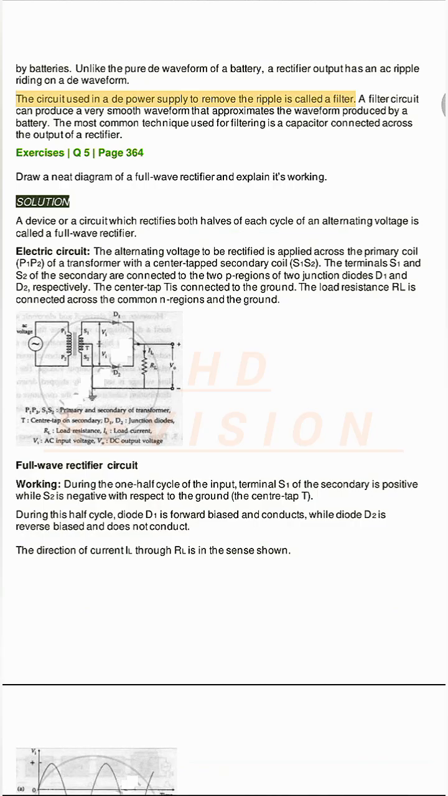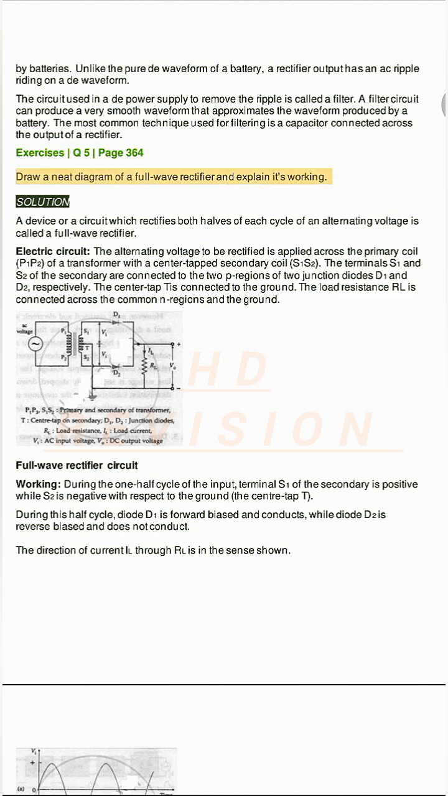The circuit used in a DC power supply to remove the ripple is called a filter. A filter circuit can produce a very smooth waveform that approximates the waveform produced by a battery. The most common technique used for filtering is a capacitor connected across the output of a rectifier.